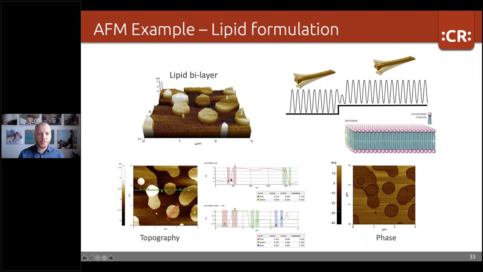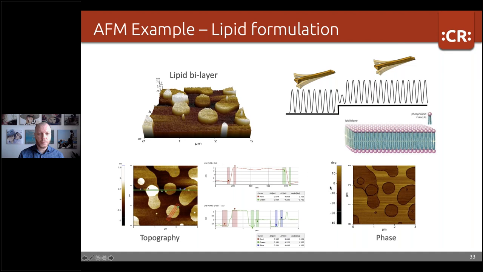So this red one here shows a step height of close to 4 nanometers, which is approximately the height that you expect to get from a bilayer. And then you can see the white parts here. That's where you actually have two bilayers on top of each other, and then you get closer to eight or nine nanometers instead. It really showed them that they had these bilayers forming on the surface.